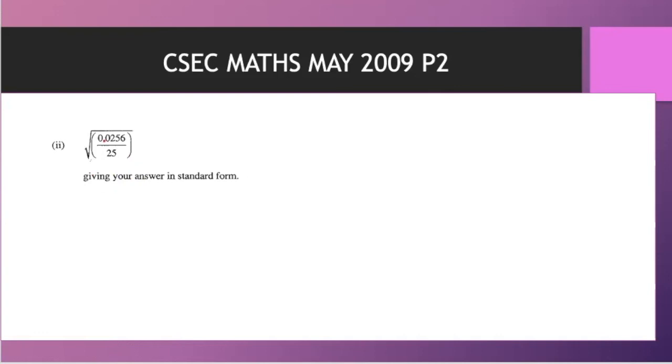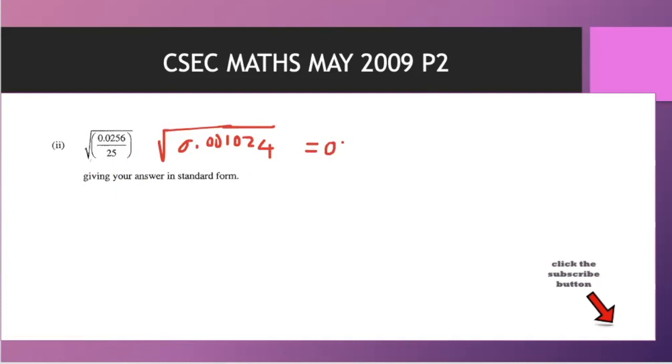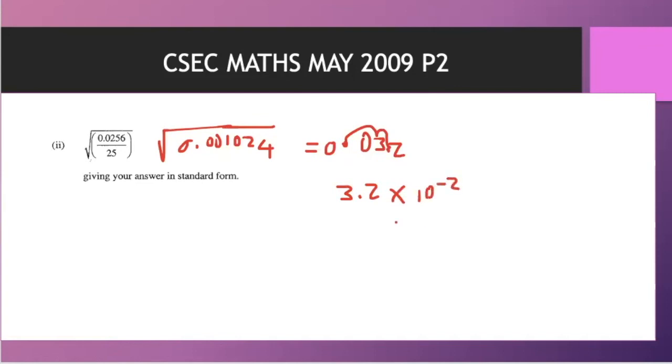The final question, I need to give the answer in standard form. So first I have to calculate what is 0.0256 divided by 25 on my calculator. So this is the square root of 0.001024, and square rooting this, we will get 0.032. And what's going to happen is that I carry the decimal point 2 places to my right, so therefore I have 3.2, but it will be times 10 to the minus 2 because I've moved 2 places to the right, and this will be my standard form.